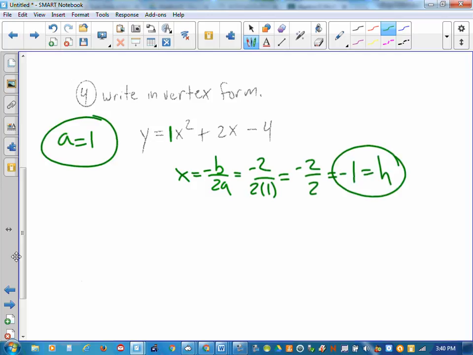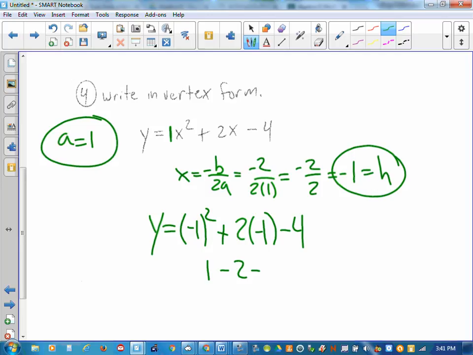Now I need k. Well, h and k are an ordered pair. So we put the negative 1 back into the problem. So it's y is equal to negative 1 squared. If you don't put those parentheses around there, the calculator will square it wrong for you if you're using a calculator. 2 times negative 1 minus 4. So negative 1 squared is 1.